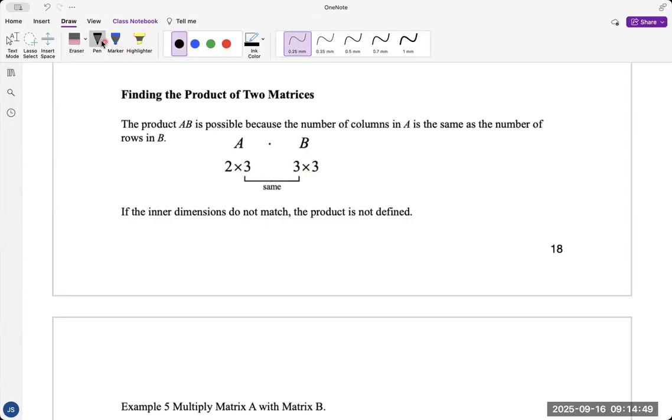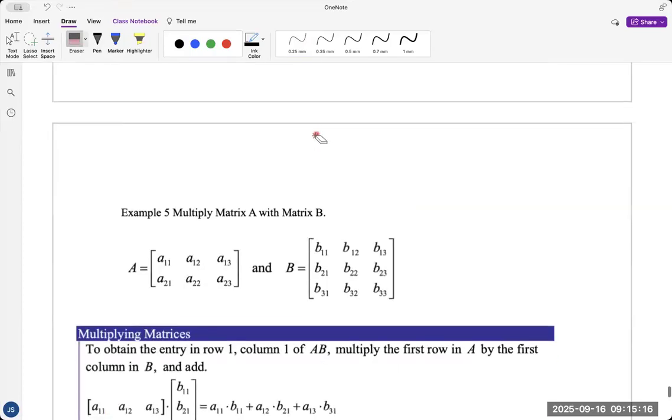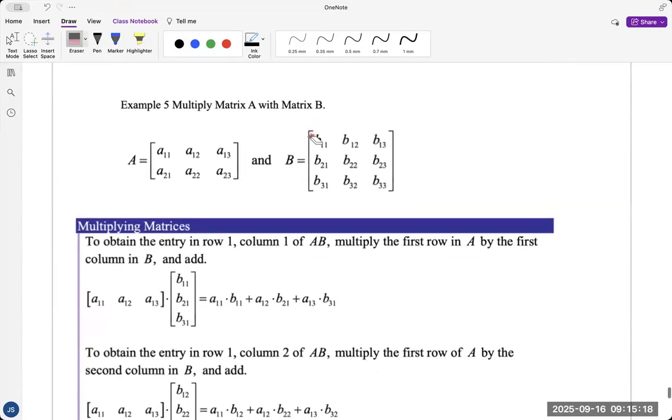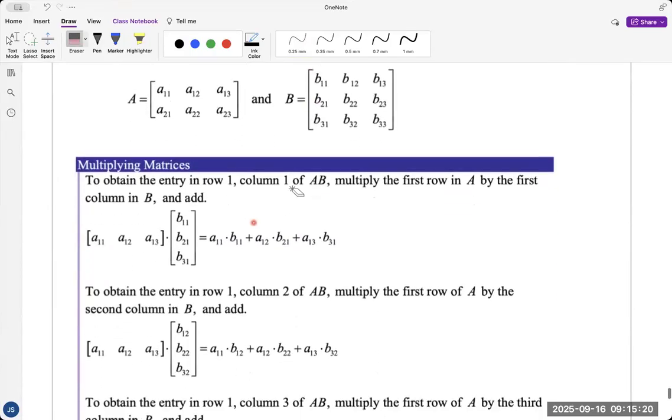So it's like a domino, kind of. That number there is matching this number here. If that is the case, then we can go ahead and multiply them, I mean, sorry, multiply them and find a product. A product even makes sense at all. If those numbers are not the same, then for right now, we just cannot multiply them. So they show us how to do this.